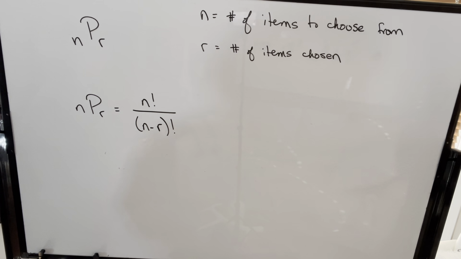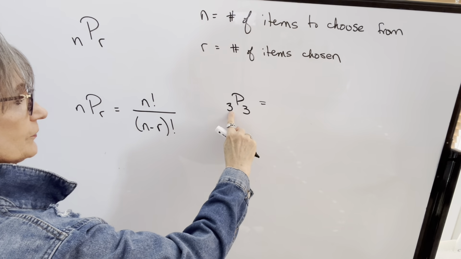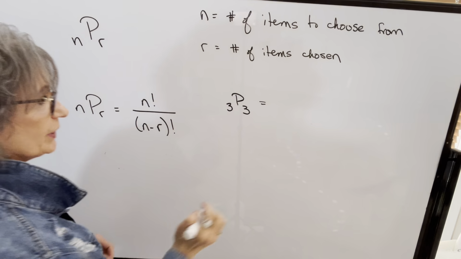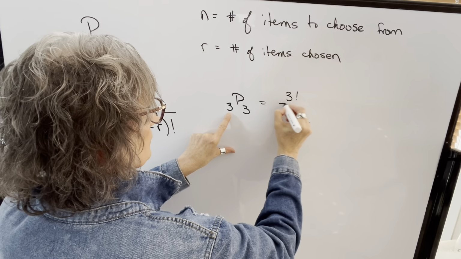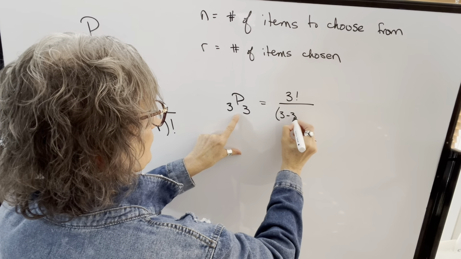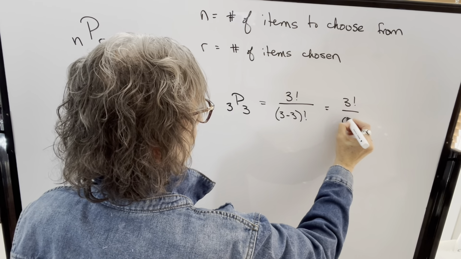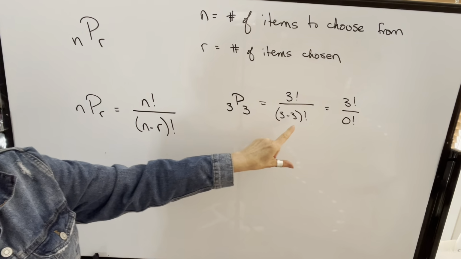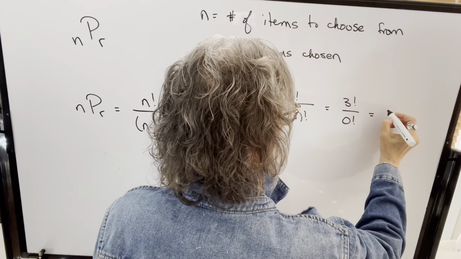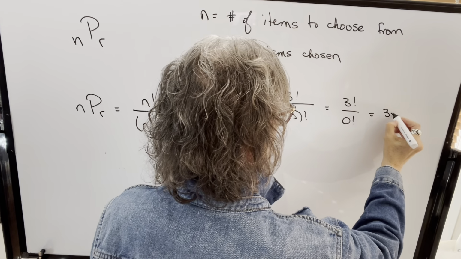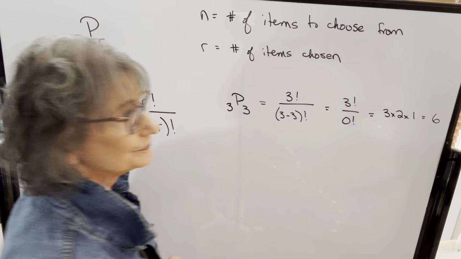So let's take a look at our last examples. If I want to choose 3 Skittles out of 3, I want to know how many different arrangements there are. That will be equal to N factorial over N minus R factorial. Zero factorial is not equal to 0, it's actually equal to 1. It's a special case of factorials. So 3 factorial will be 3 times 2 times 1 divided by 1, which is 6.